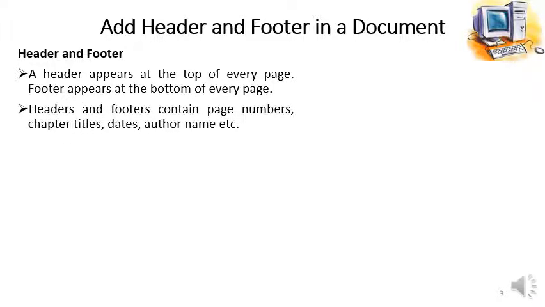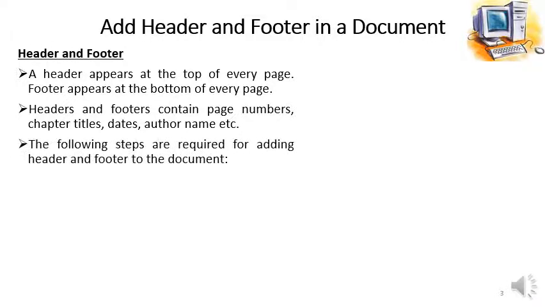Headers and footers contain page numbers, chapter titles, dates, author name, etc. This kind of information that we want to appear on every page in a document, we write in the header as well as in the footer. If you want to make a text or any information appear at the top of every page in a document, we write that information in the header, and if you want that text to appear at the bottom of every page in a document, then we write it in the footer.